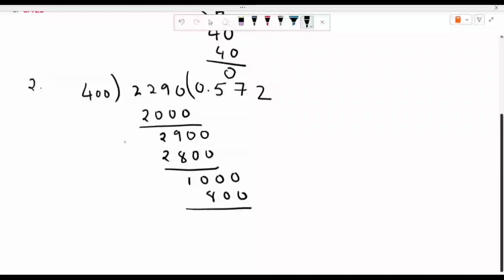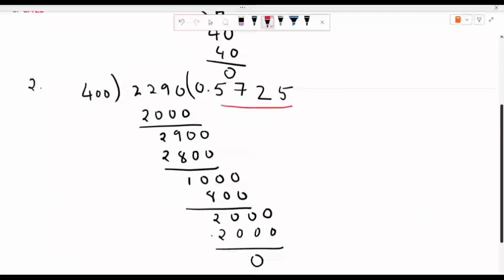Now here will come 200, and the decimal is there, so we will write 0 here. Now 400 fives is 2000. Okay, now the remainder here is 0. So you can see from here that again after the decimal the answer gets stopped, so this also is a terminating decimal.